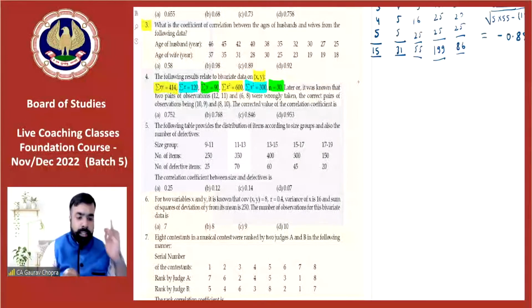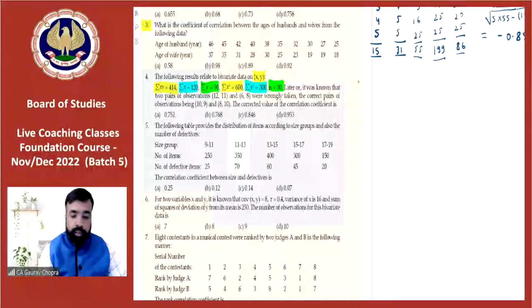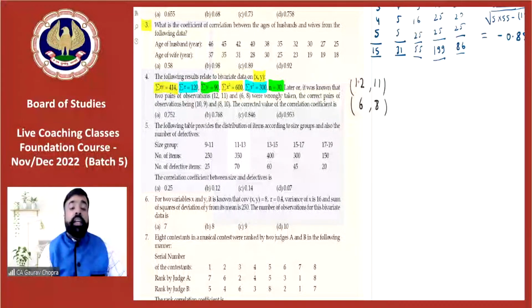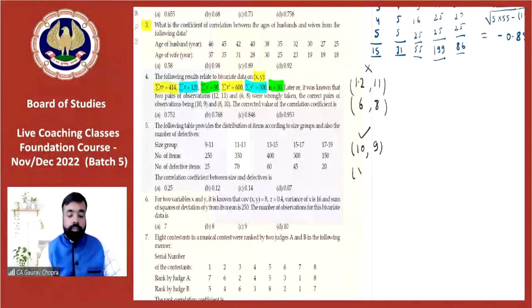So in this case, how to correct them? So let us write here first. We are having 12 and 11, 6 and 8. These data is incorrect. This 12 and 6 are coordinates of x, 11 and 8 are coordinates of y, and these are wrong ones. And which are correct? In place of them, correct one is 10 and 9, 8 and 10. These are correct ones.